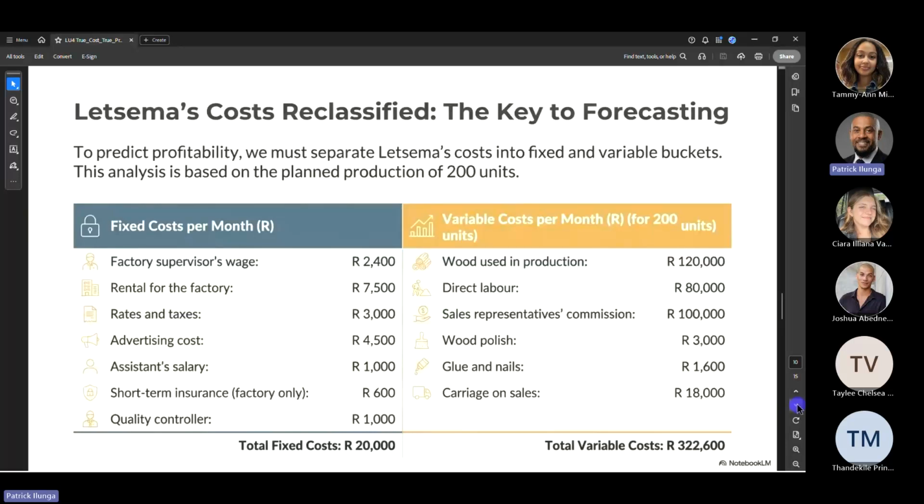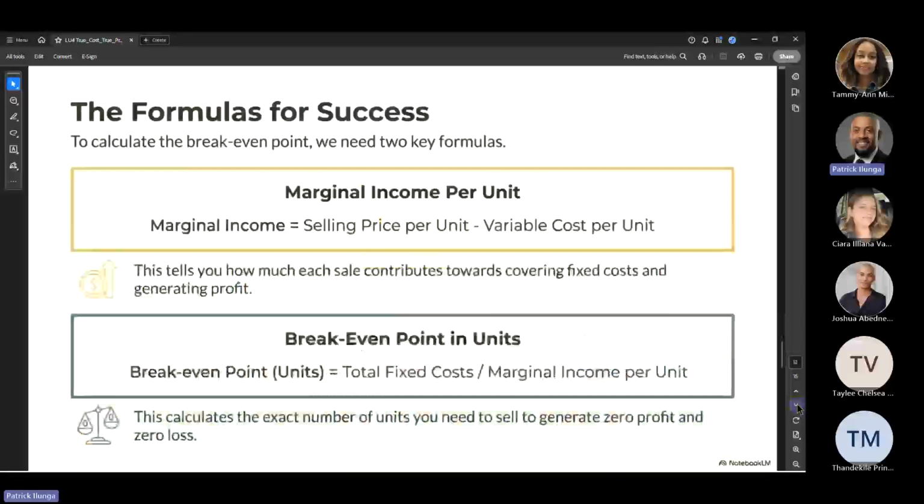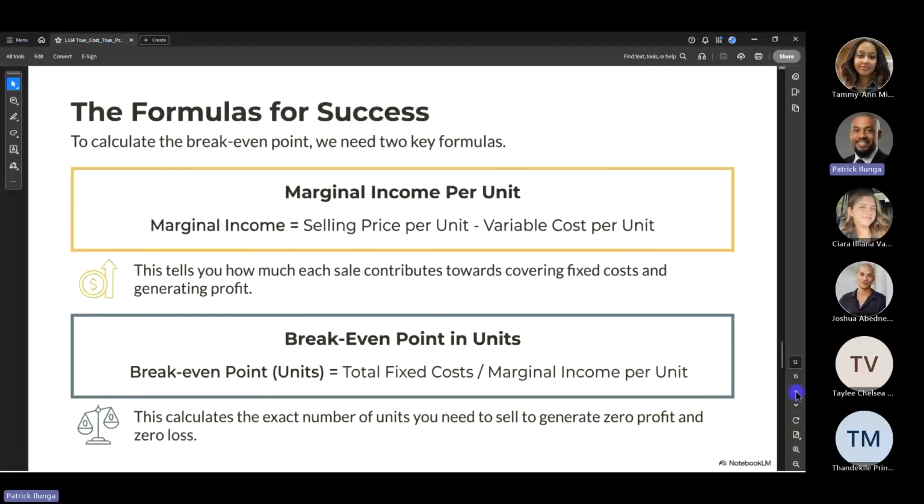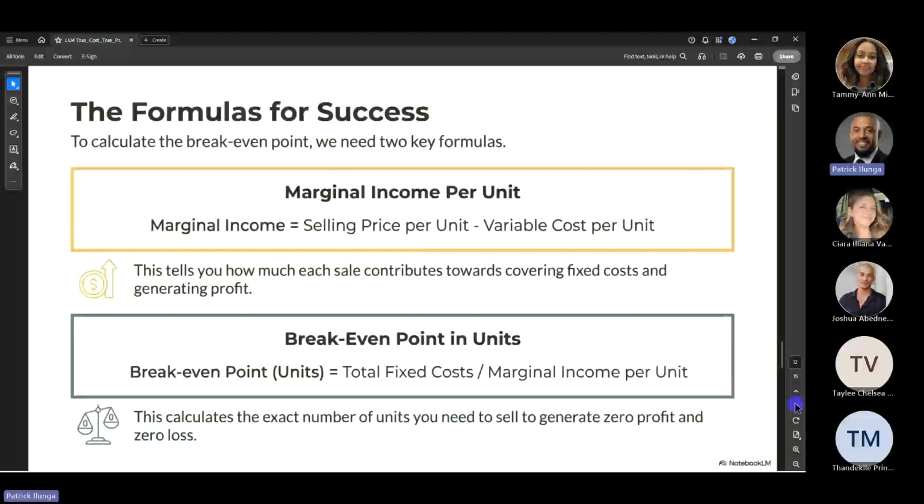All right. So now, here is the practical part of it. We take the total variable cost because we need to find the variable cost per unit. We take the total variable cost divided by the number of units. This gives us the variable cost per unit. This portion here, the variable cost per unit. Do you see it? VC, variable cost. I trust I'm making myself super clear, right?